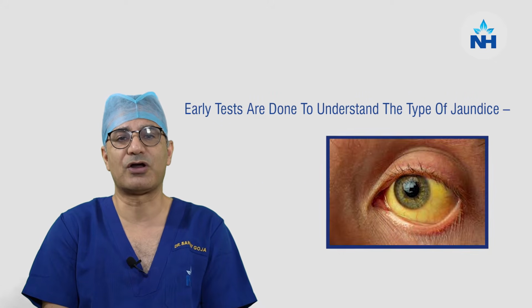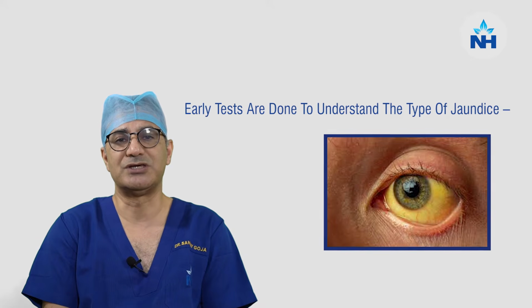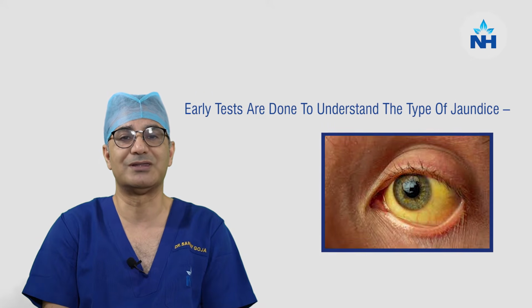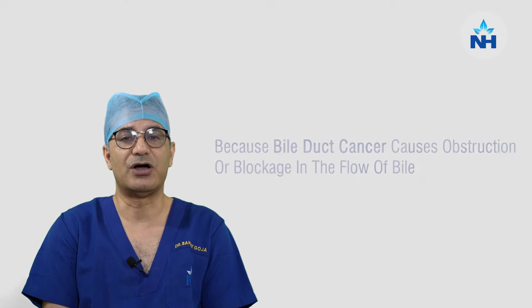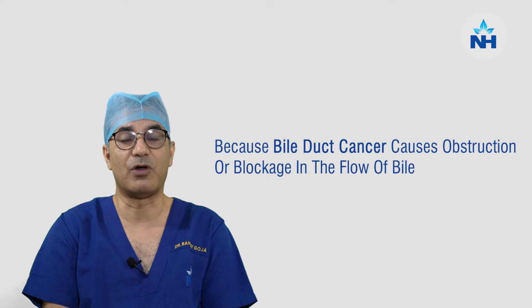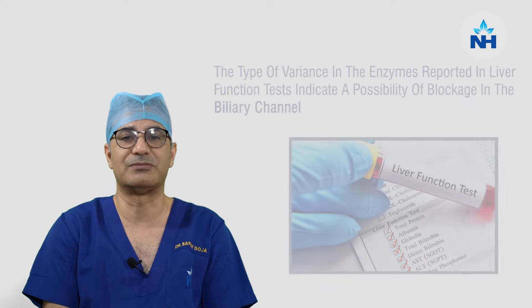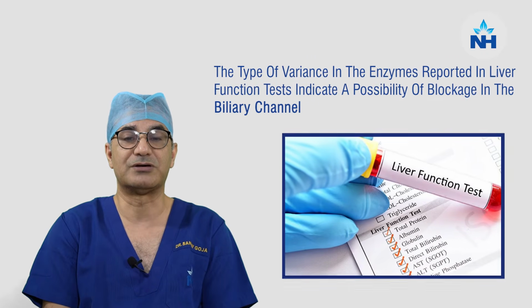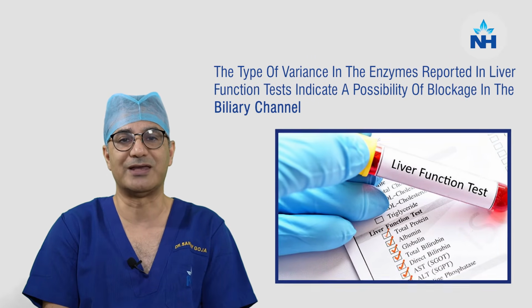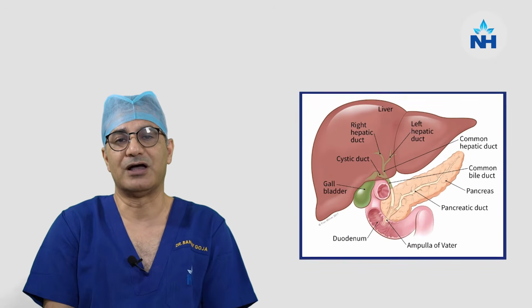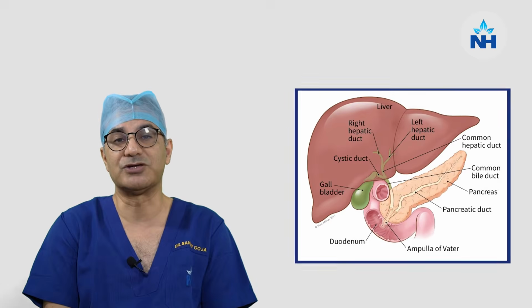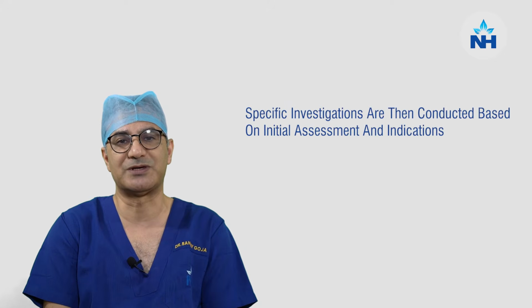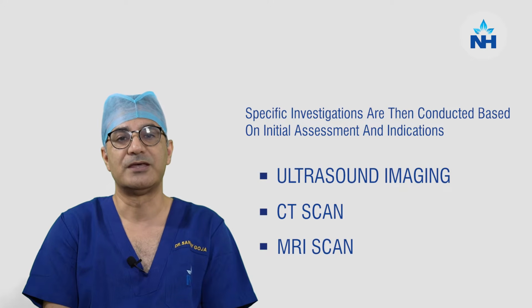Other tests are usually common to detect jaundice and to see what type of jaundice it is, because usually bile duct cancer causes obstruction or blockade of the flow of bile. In the liver function tests, the type of derangement of different enzymes varies, so we have a clue that there is a blockage to the biliary channels. Then we go for the specific investigations, starting from ultrasound imaging and then moving to a CT scan and MR scan.